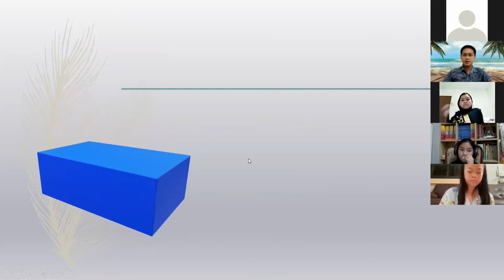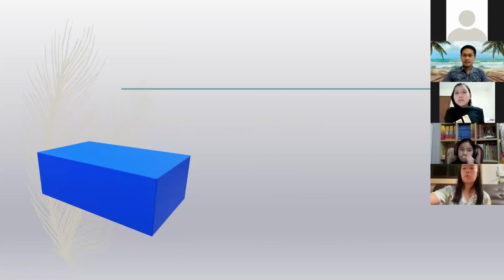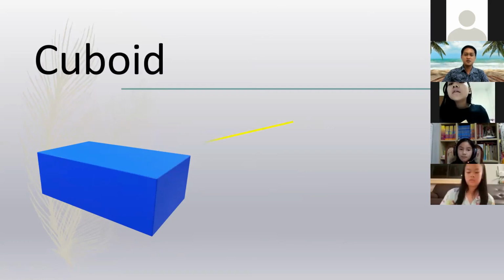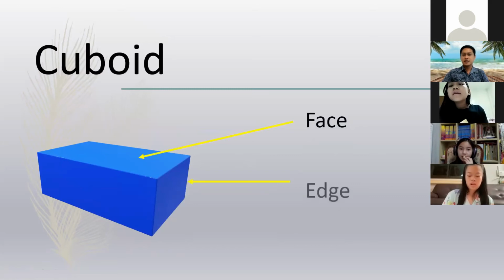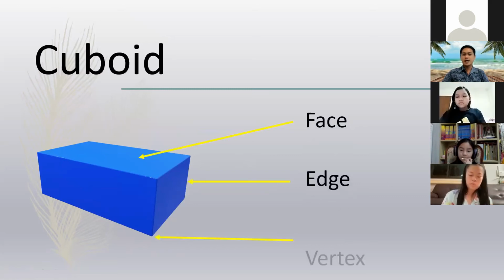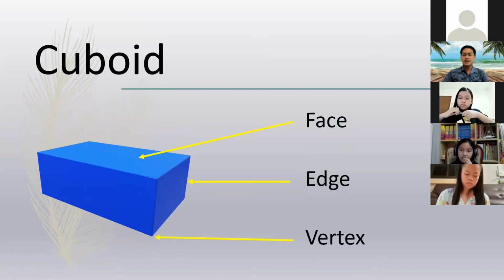How about this one? What shape is this? Cuboid. Okay, very good. It's a cuboid. So in a cuboid, we have face, edge, and vertex. It is the same as the cube.